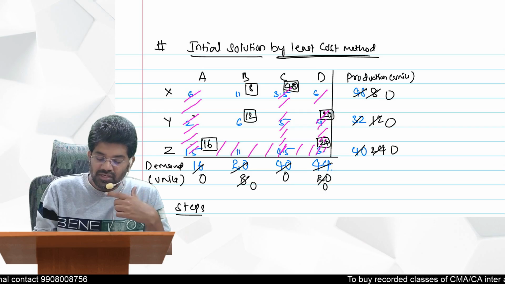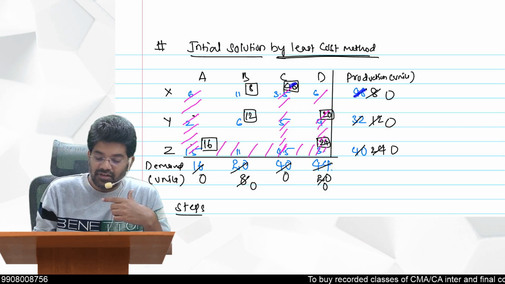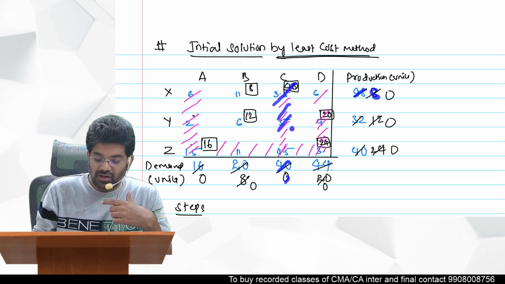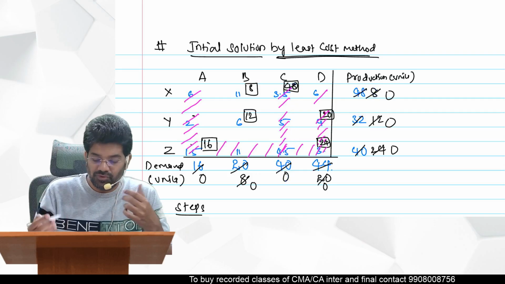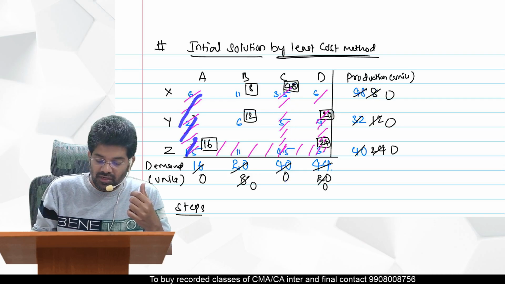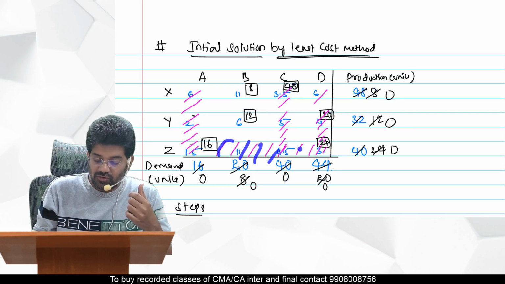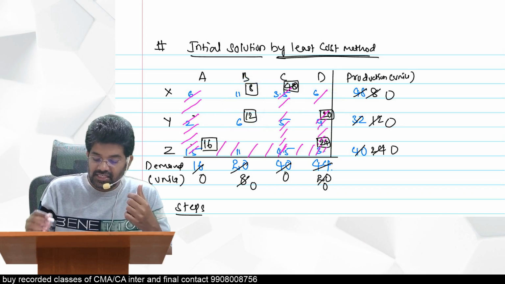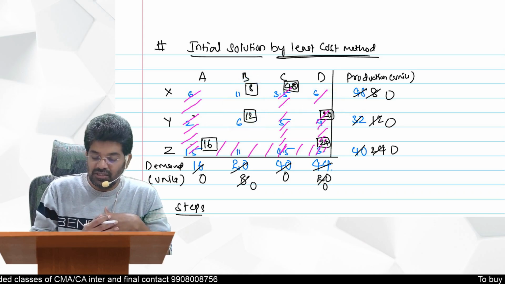So once I allocate 40 quantity here, what is left now? 8 only left. This has become 0. So since it has become 0, it is not available now. Warehouse C you cannot transport. So this one is over. This one is also over, and this column is also over. Now only this one is left. 11, 6, 6, 4. Out of this the least one is which one? 4.